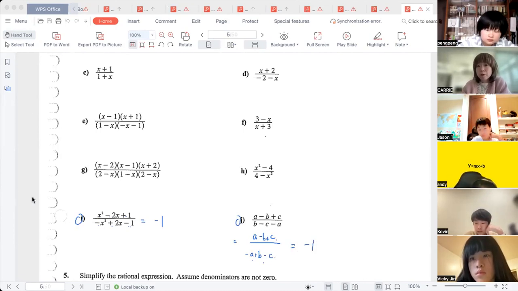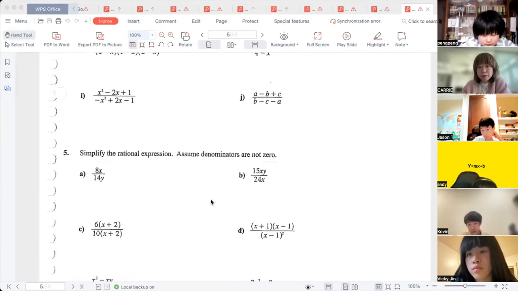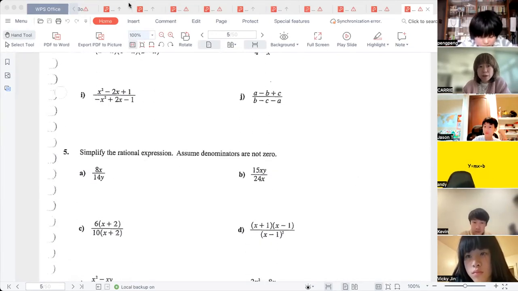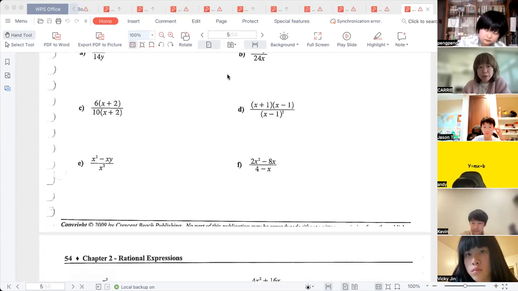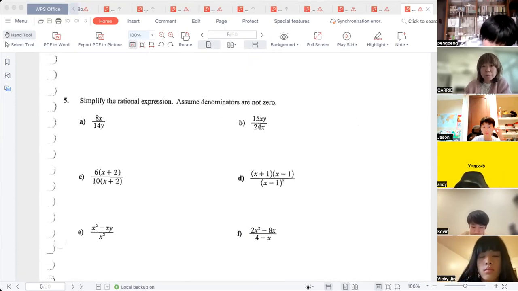Got it? Okay, so this part is very hard. So I don't want everybody to make any mistakes, okay? So now let's move forward. Let's take a look at number A, number C, number E. So let's just do 3 questions first together with me, okay?